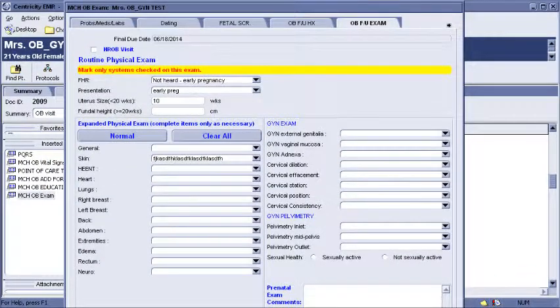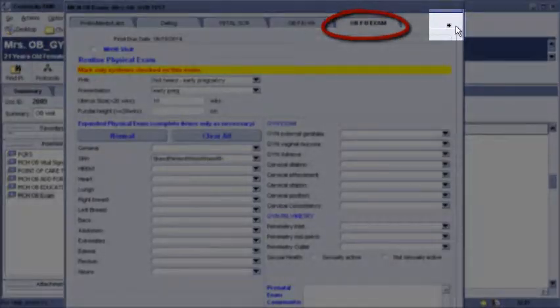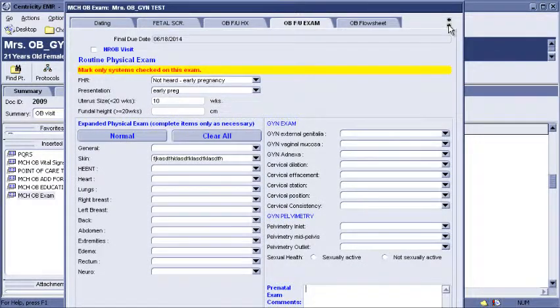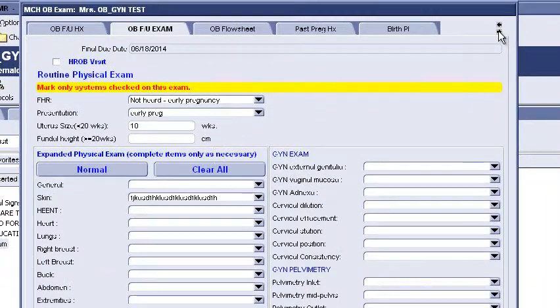Now, you'll see that we've made it to the right-hand tab at the top of the screen, but there's a little arrow here, and that indicates that there are more tabs to the right. So if I click on this, you'll see more appear, and I'm going to click it several times to get a few to show up.